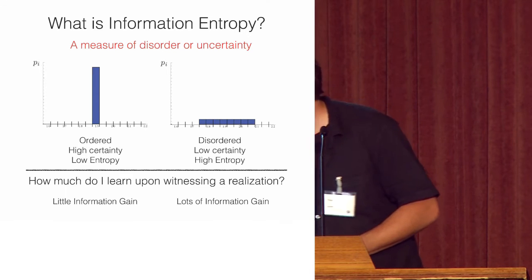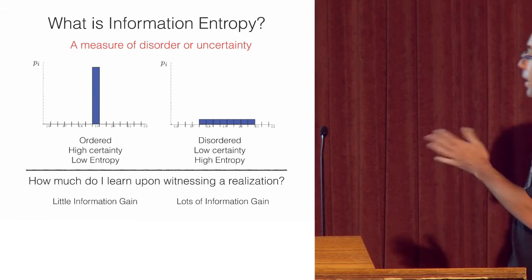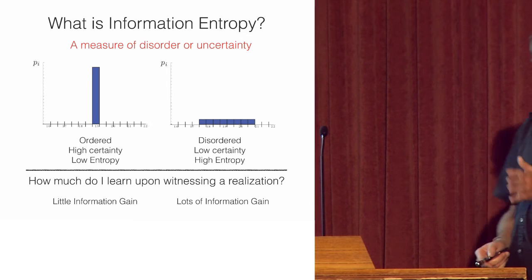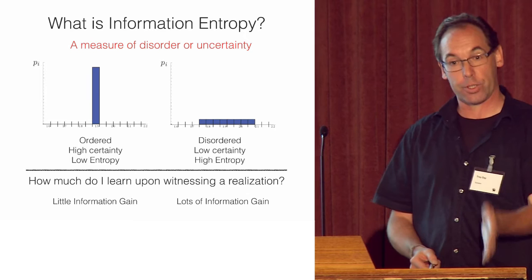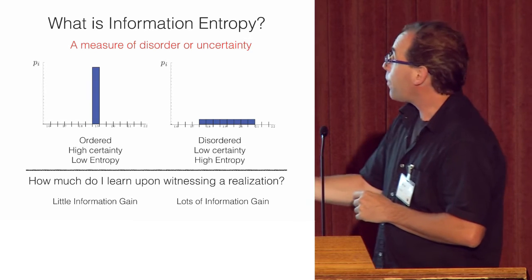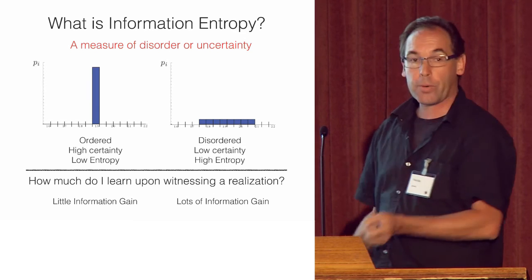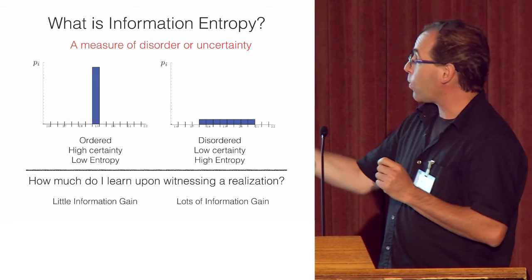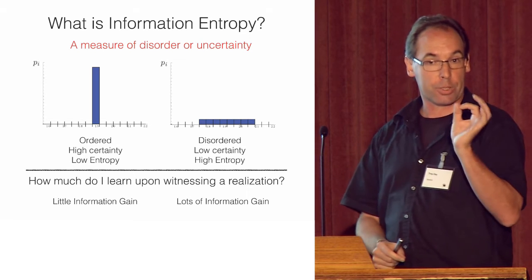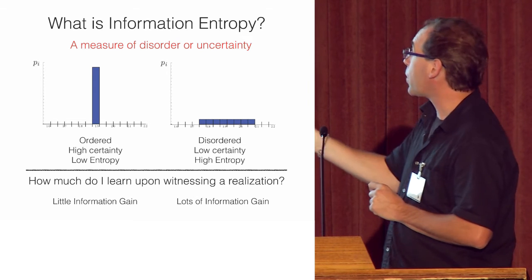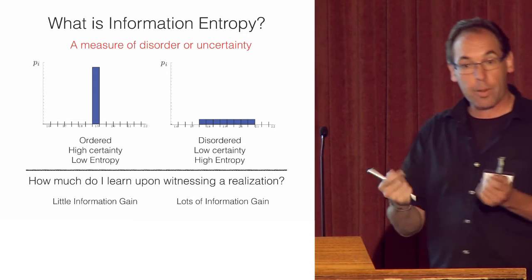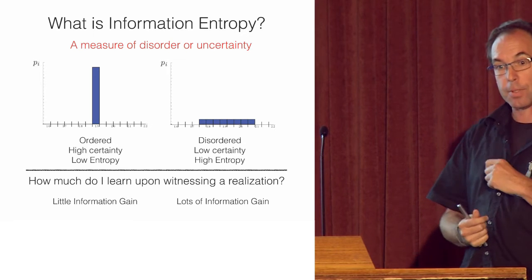The reason it's used in information theory is because another way you can think of it is how much information I gain by witnessing a realization of a draw from that distribution. If I had a draw from this distribution here, I wouldn't really learn anything, because given I know the distribution, I already know exactly what's going to happen. There's probability 1 that this event is going to happen. Whereas I learn a lot more here because there's quite a bit of uncertainty until I witness what happens.